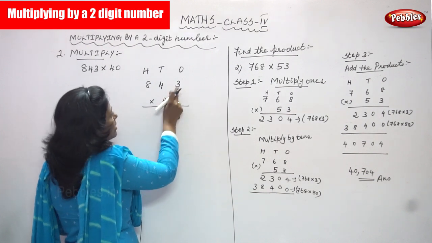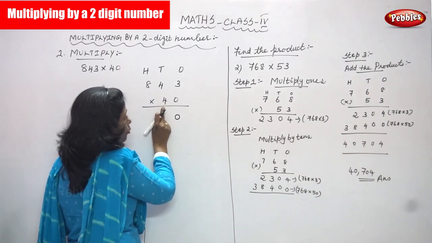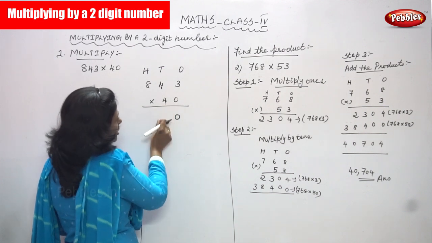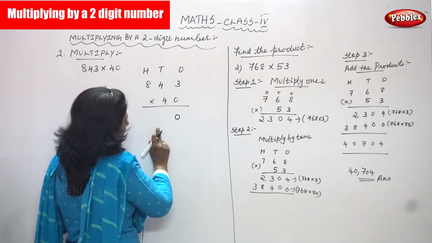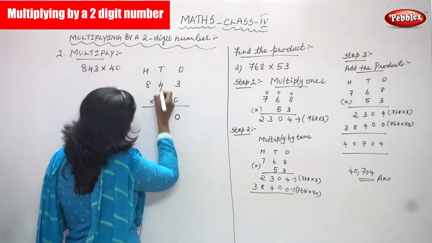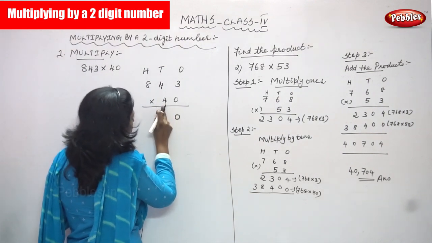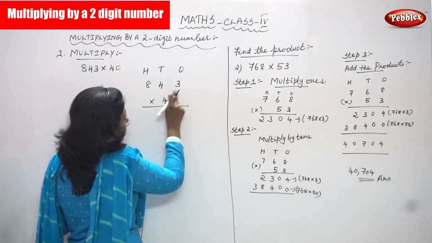That is 4 into 3. 4 is a tens place value. So you have to write the number according to the tens place value, okay? Then 4 into 3, that is 12, so 2 you have to write in the tens place. So 4 into 3, 12, so 4 is multiplied by what? 3. 4 is going to multiply by 3.